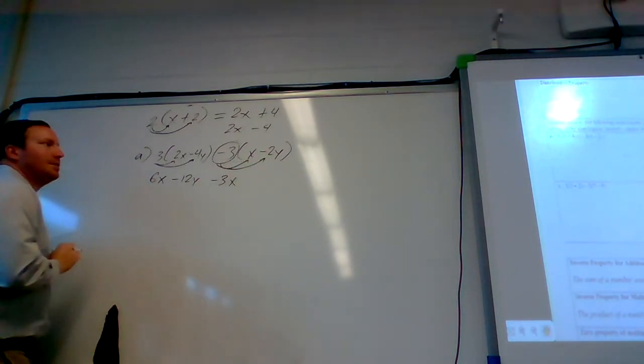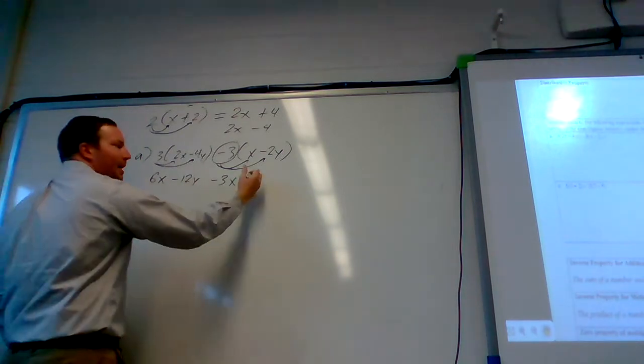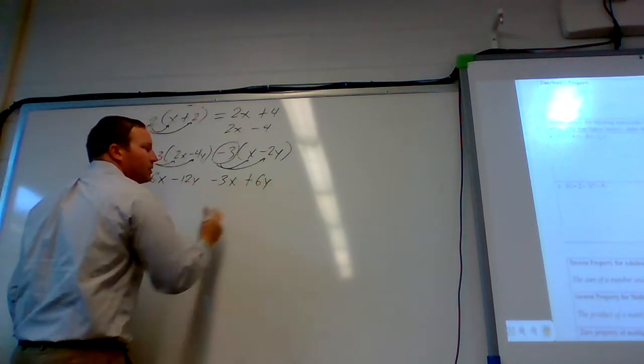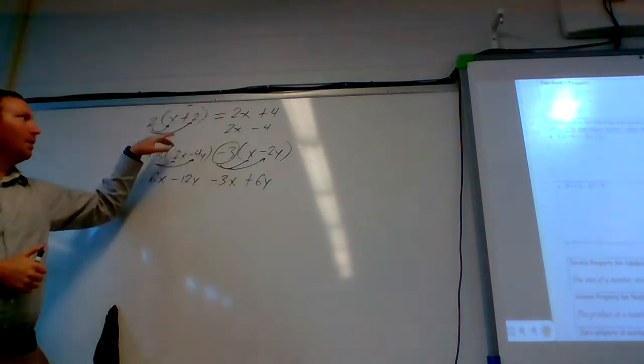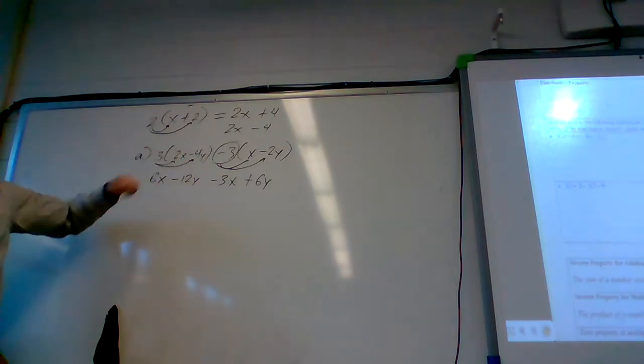Negative 3 times negative 2 is going to get us a positive 6y. Okay, so that's our distributive property. Right? We're going to distribute across our addition or across our subtraction.